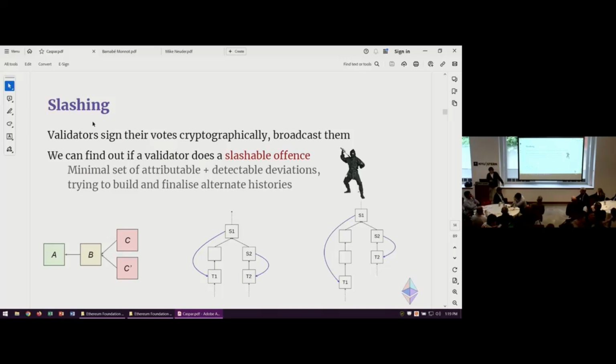And then we have some other cases: on the right, we have a surround vote, and in the middle a double vote. These are basically types of conflicting messages that should not be allowed, because effectively what we're trying to do is come to consensus on a canonical chain, and these types of messages are clearly conflicting and not helping, so we're trying to disincentivize them by slashing.